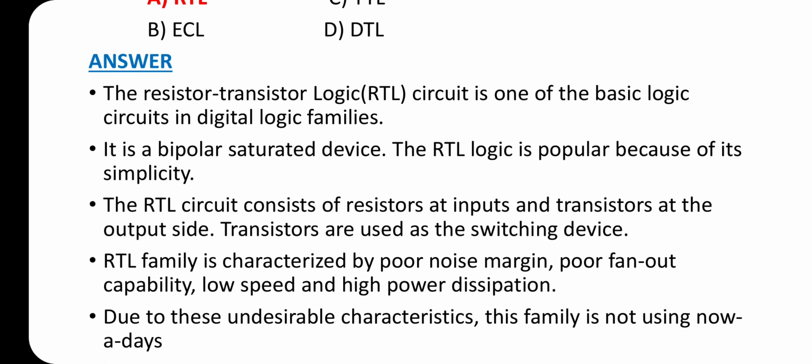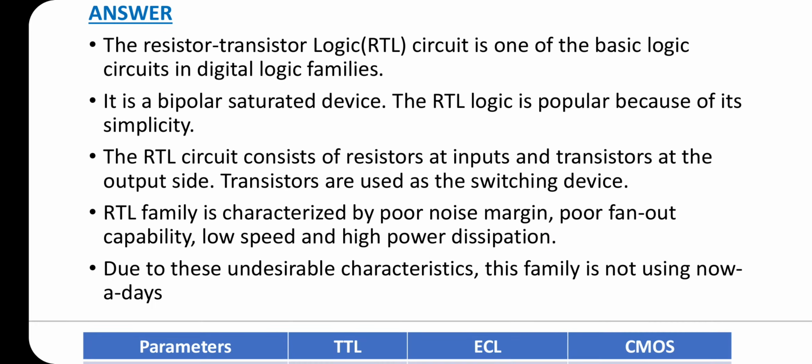The RTL circuit consists of resistors at the inputs and transistors at the output side. Transistors are used as the switching device. The RTL family is characterized by poor noise margin, poor fan out capability, low speed and high power dissipation. Due to these undesirable characteristics, this family is not used nowadays.